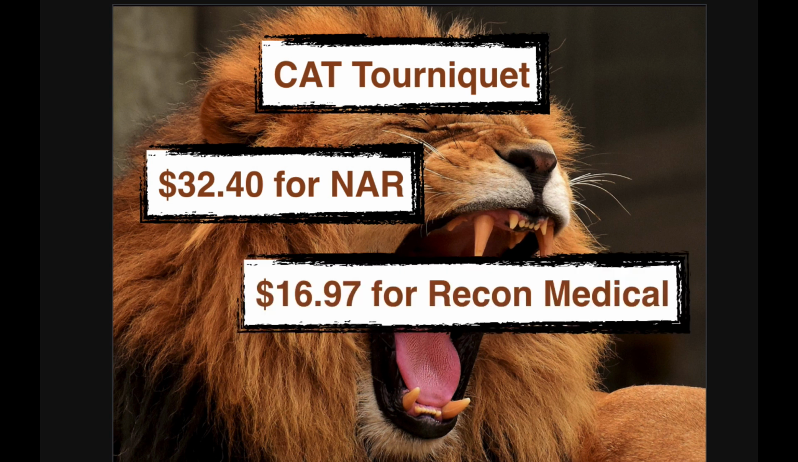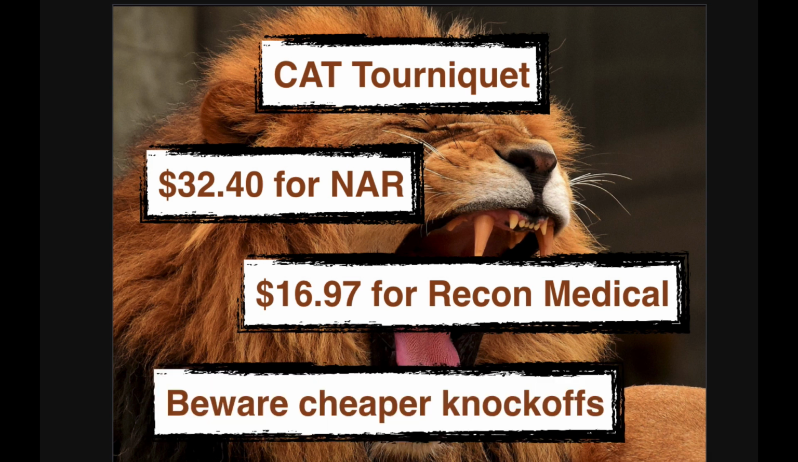That's great if you're rich. If you're living on resident money, for $17, you have a pretty good knockoff. I don't really like copyright infringement, but I'd rather you have one of these than say $32 is too steep for me. The really cheap ones that are like $5, don't buy those. They're crap. You really don't want a tourniquet you can't count on.